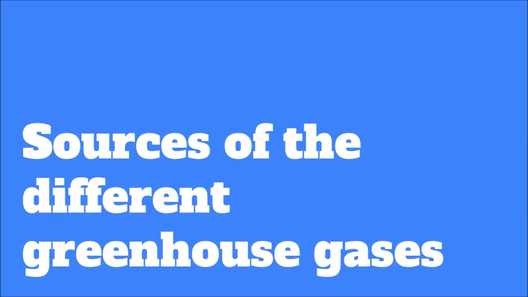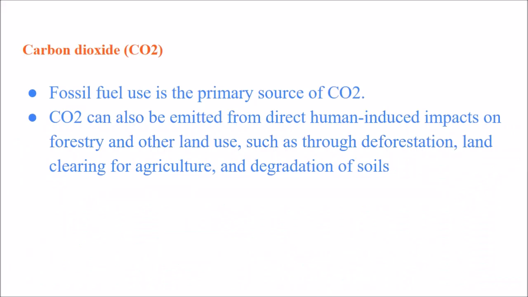Sources of the different greenhouse gases. Carbon dioxide. Fossil fuel use is the primary source of carbon dioxide. Carbon dioxide can also be emitted from direct human-induced impacts and forestry, and other land use, such as through deforestation, land clearing for agriculture, and degradation of soils.